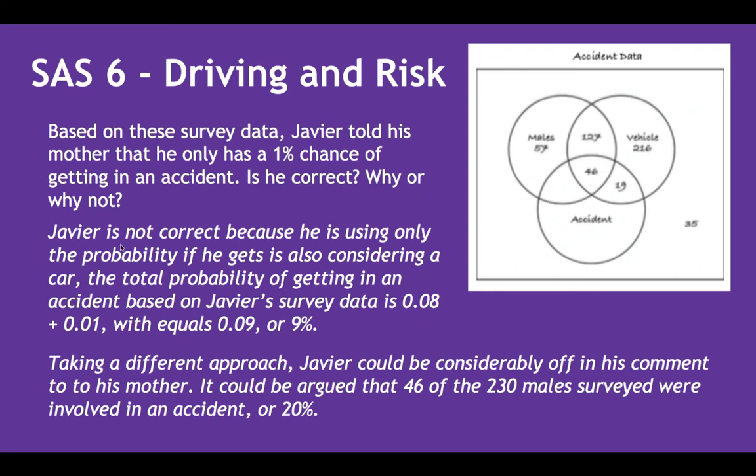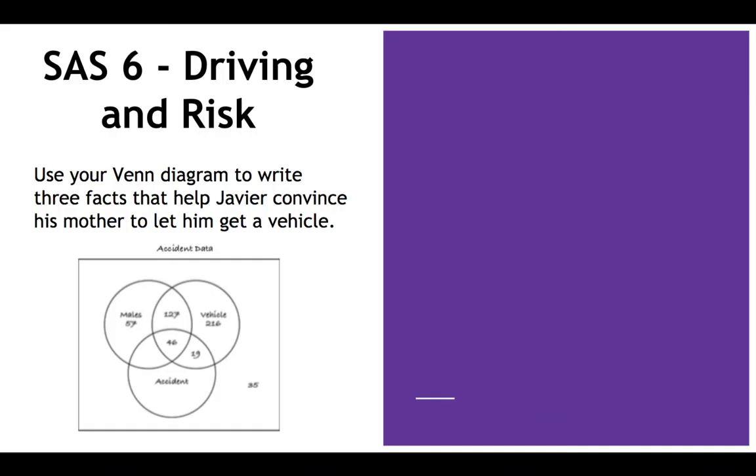The 1% is only specific to males. Taking a different approach, he could be considerably off in his comment to his mother. It could be argued that 46 of the 230 males surveyed were involved in an accident, or 20%. That's a more likely argument his mother will use against him.